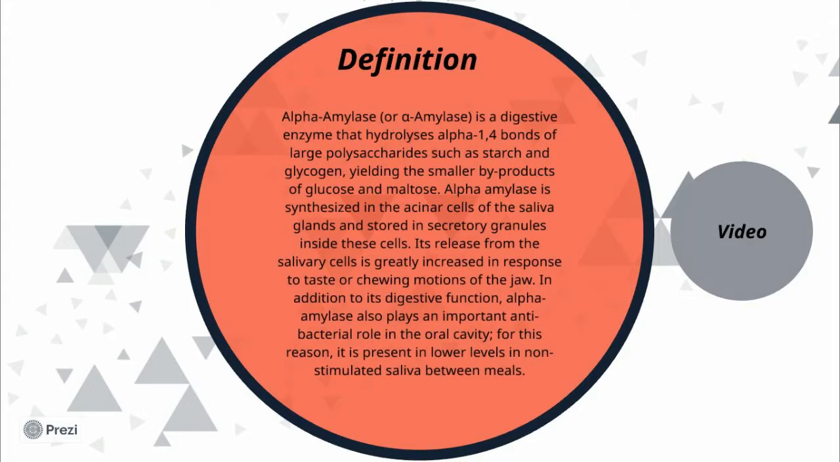Alpha-amylase is synthesized in the acinar cells of salivary glands and stored in secretory granules inside these cells. Its release from the salivary cells is greatly increased in response to chewing motions of the jaw, in addition to its digestive functions. Alpha-amylase also plays an important antibacterial role in the oral cavity. For these reasons, it is present in lower levels in non-stimulated saliva between meals.